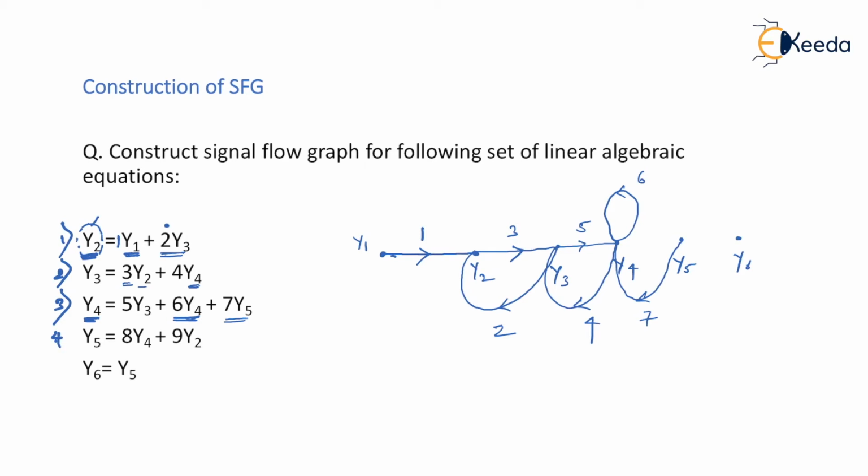Let's go for the fourth equation, which says y5 equal to 8 times y4. So now y5 will receive from y4. So y5 is receiving from y4 with gain equal to 8. Then it is also going to receive from y2. So y5 is going to receive from y2 like this. I can probably go this way. With gain equal to how much? It is 7. Is that right?